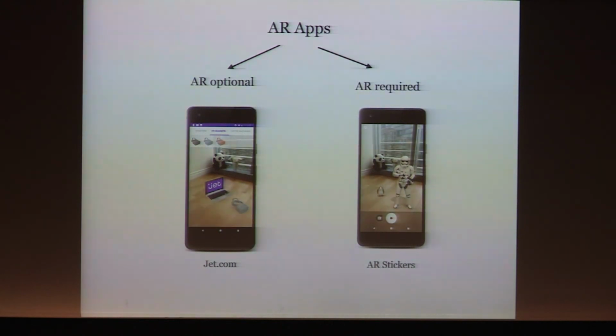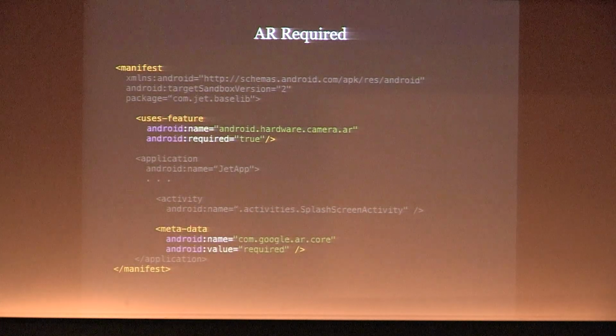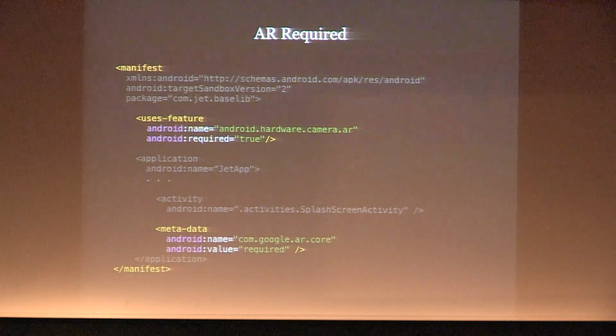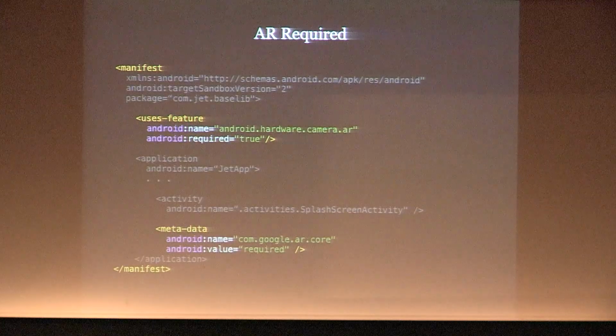If we're talking about AR required applications, we primarily mean applications that support only AR experiences and nothing else. Again, a good example is AR Stickers. Really nice application to play around and check out ARCore technology. And why I'm talking about it, it's pretty obvious, right? The reason is just because there are some manifest config tweaks that we as developers need to do. So in AR required applications, we have to add a uses-feature, which is android.hardware.camera.ar, and set the attribute required to true.